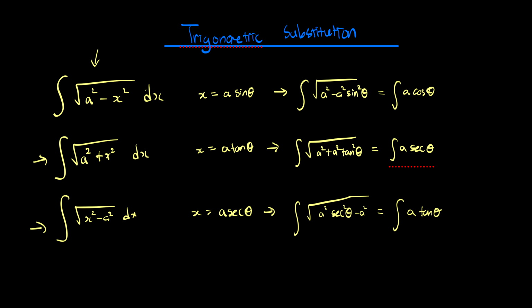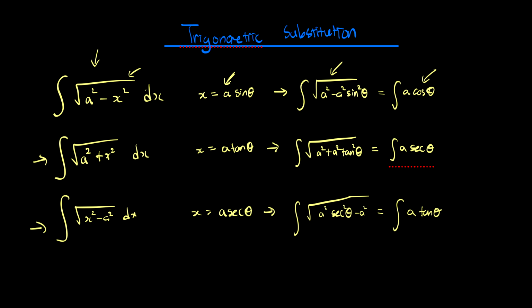What that allows us to do is, for, let's say, a squared minus x squared, we let x equal a sine theta, and then we input that into the integral. We simplify this integral into a cos theta, and it becomes very, very simple to do. And this is the key idea about trigonometric substitution.